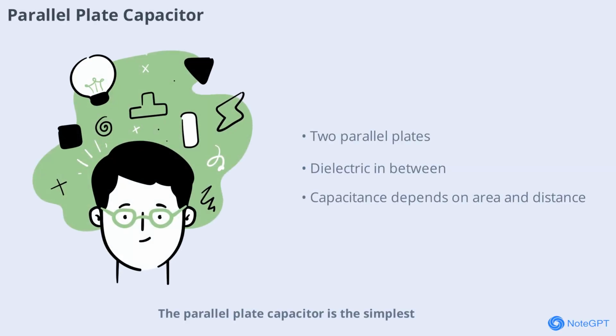The parallel plate capacitor is the simplest and most widely studied type of capacitor. It consists of 2 flat plates placed parallel to each other, separated by a dielectric. The capacitance increases with larger plate area and decreases with greater separation. The dielectric material also plays a crucial role, as different materials have different abilities to store electric energy. This basic design is the foundation for understanding more complex capacitors.